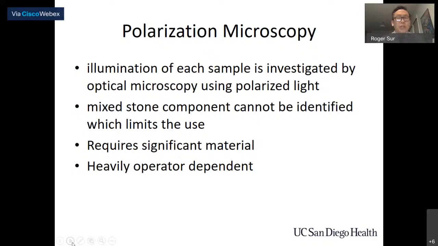The problem with polarization is that it requires a significant amount of stone material. So if you have a tiny little stone, it may not be useful. It's also heavily operator dependent. Mixed stones cannot be identified. And so there are some limitations to this technology. Next slide.